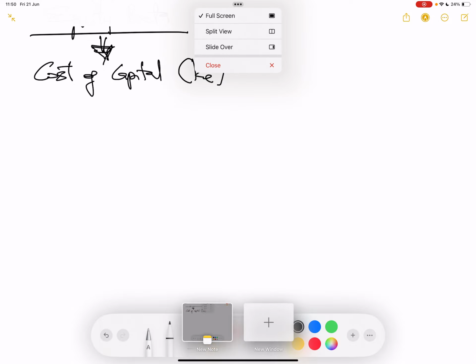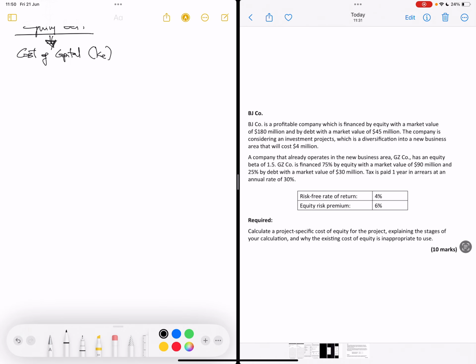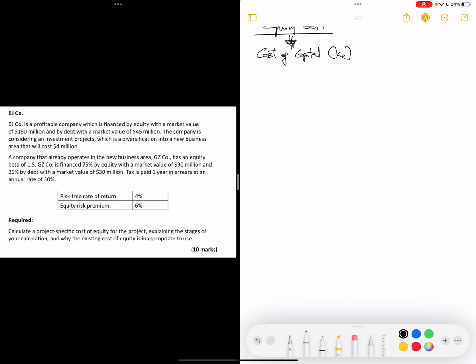I think the best way is to solve a question now, and that probably gives a bit of flavor to what we're talking about. So let's look at this question. BJCO is a profitable company which is financed by equity with a market value of $180 million and by debt with a market value of $45 million. The company is considering an investment project which is diversification into a new business area. You can see he wants to go into a new business area, a company that already operates in that new business, the GZCO. Now, BJ has been able to identify a GZCO company that's already playing in that business.